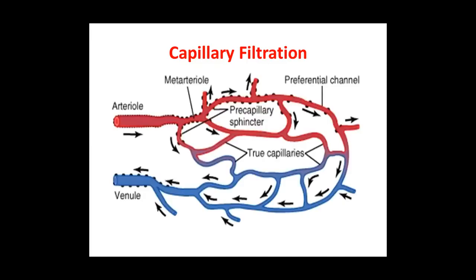Now let us try to understand the filtration phenomenon. Till now I have described some of the parameters. Glomerular filtration, as the name suggests, is basically a capillary filtration, and we all know substantially about capillary filtration. We have learned it in detail during our cardiovascular days. So this is a typical capillary: arteriole, meta-arteriole, precapillary sphincter, then capillary, then venule, etc.